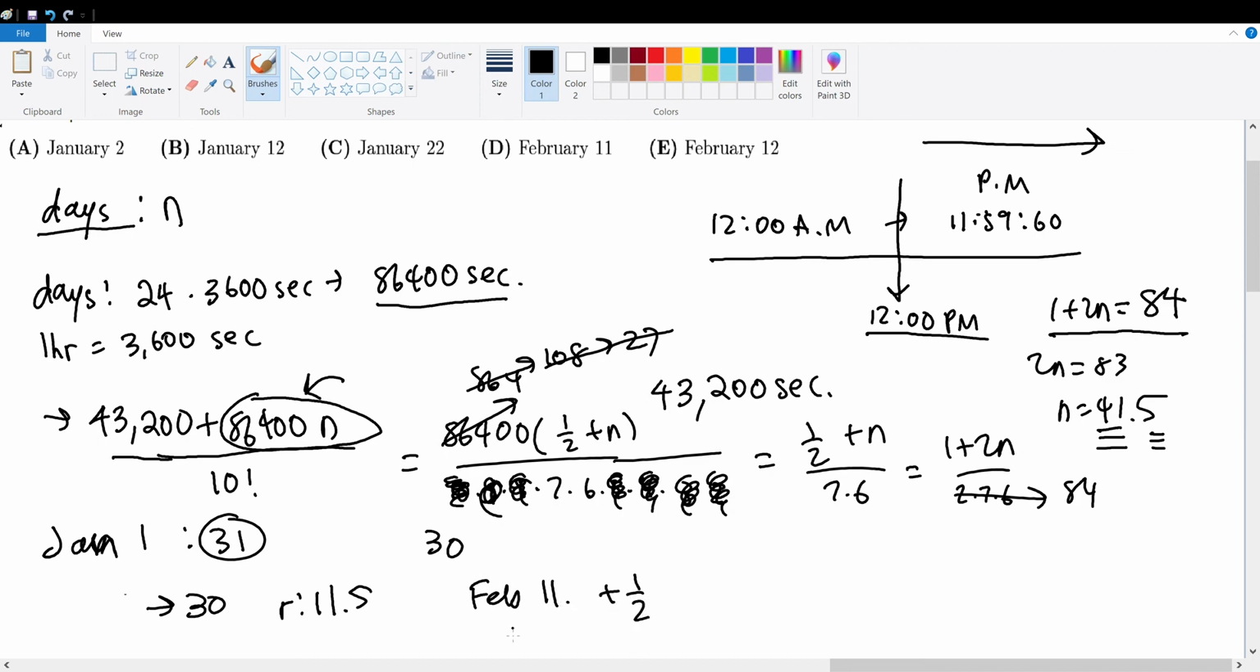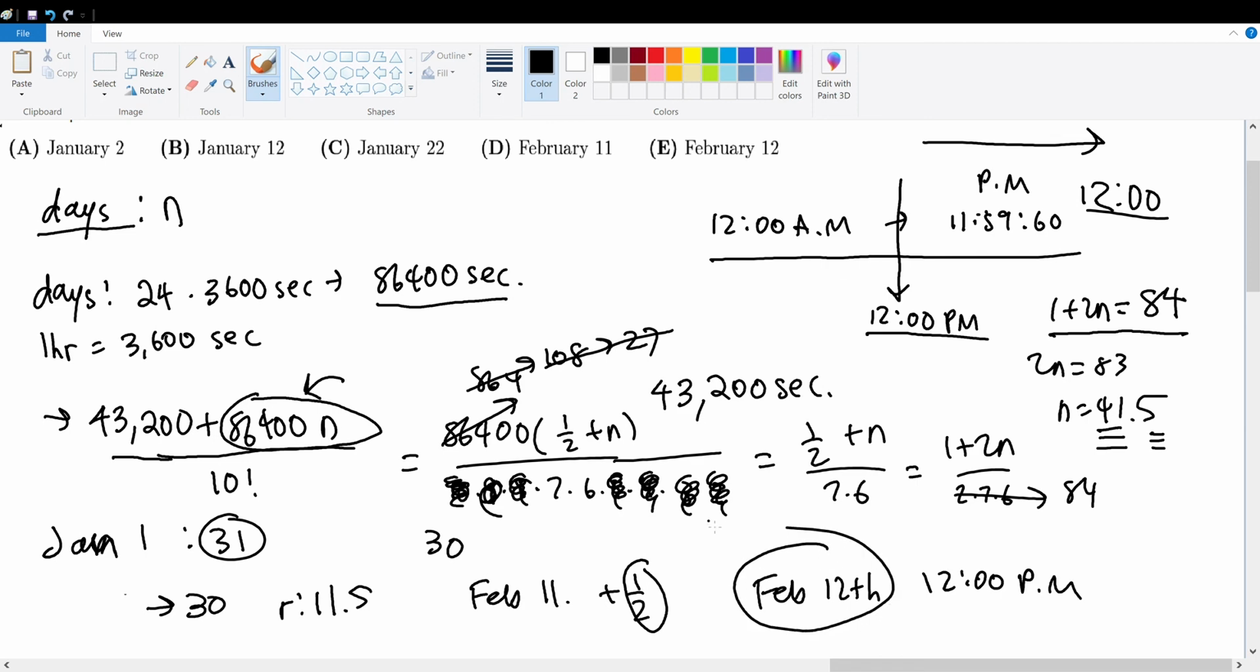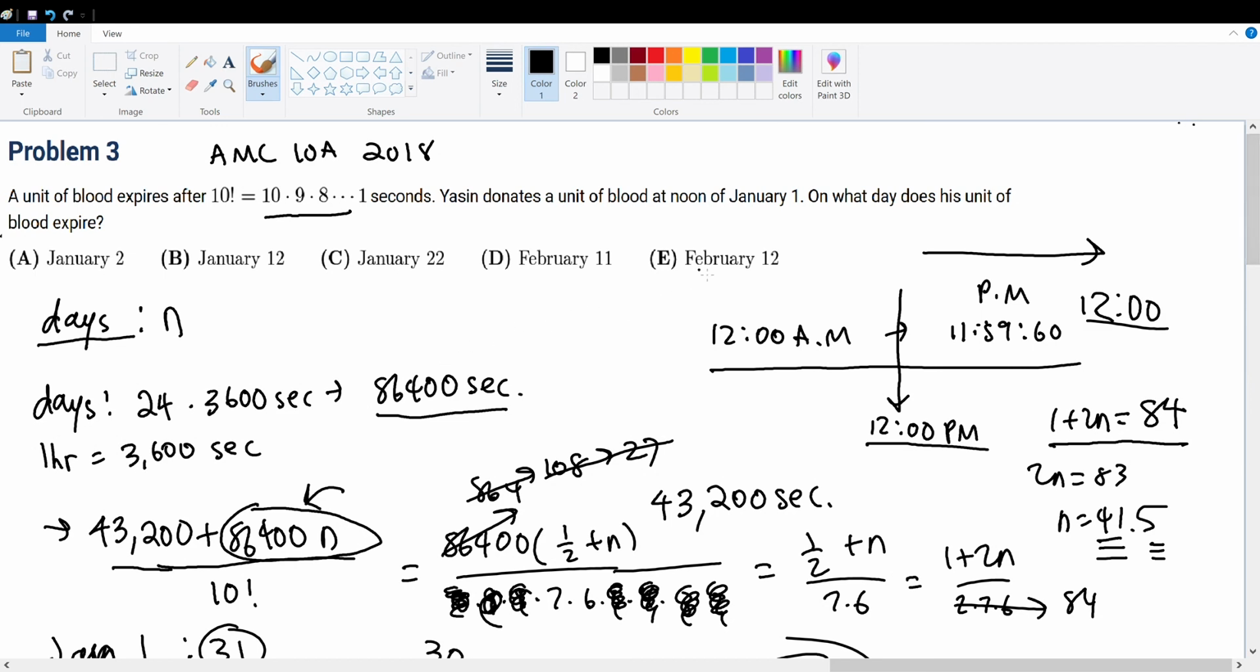But wait a minute. Half a day, remember what it means to be a full day. A full day goes all the way down to 12 o'clock a.m. That is the end of the first full day. And since we must add another half a day, it must mean that after the first full day of February 11th is gone, we must add half of the following day, which is February 12th. So his blood expires on February 12th, 12 o'clock p.m. But we're looking for the exact date, so that date will be February 12th. So we have our answer and we can scroll up and we see here indeed answer choice E is our answer.